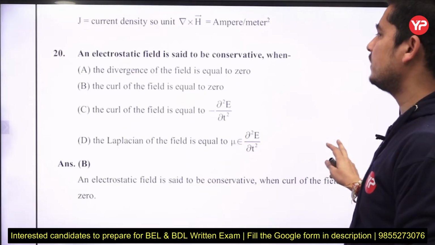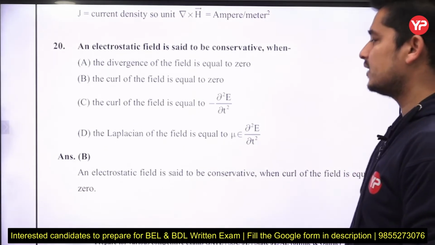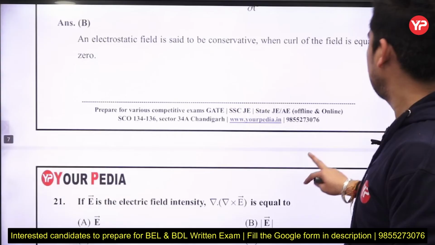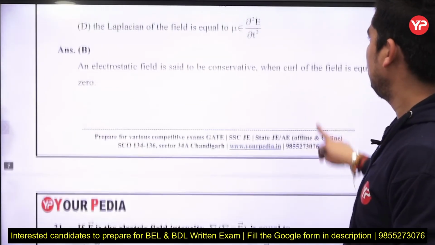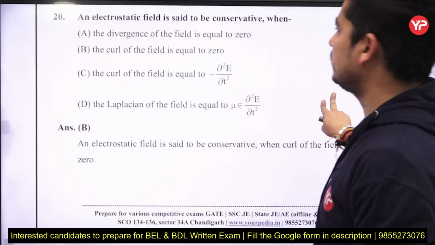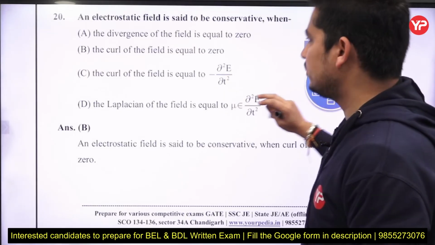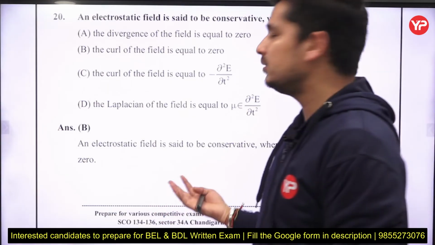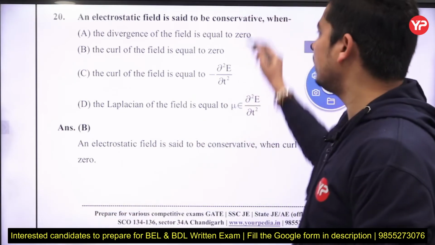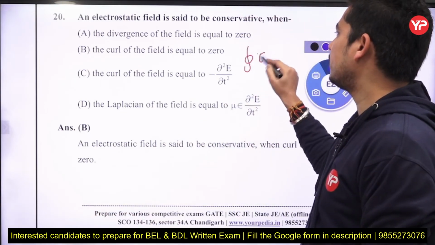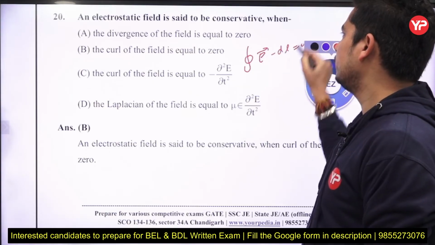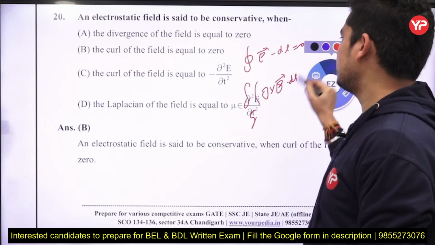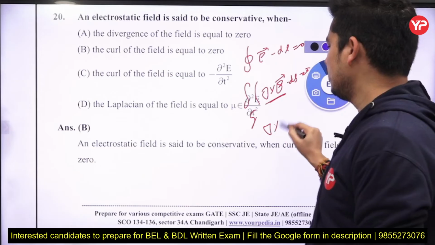Electrostatic field is said to be conservative when, see, I already discussed that thing. A field is called conservative when its curl is equal to 0, right? Whenever its curl is equal to 0, then you can say the vector field is conservative in nature, or you can say the closed line integral will be 0. Closed line integral of a vector field E dot dl is equal to 0. Then we can say by using the Stokes theorem that del cross E dot ds is equal to 0. This is only 0 when del cross E is equal to 0.